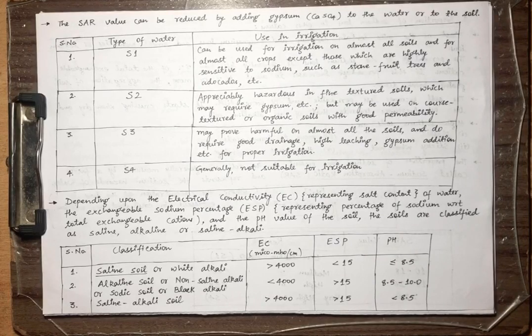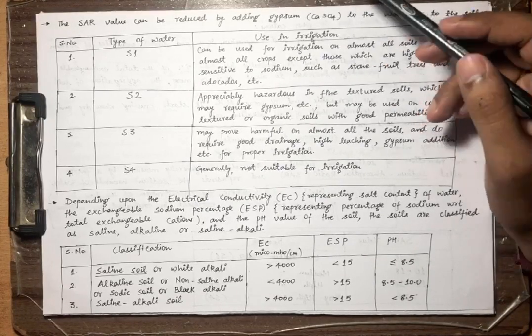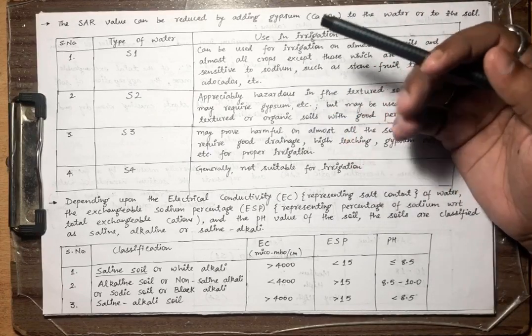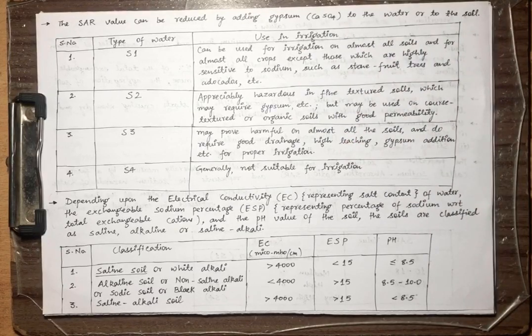Depending upon the sodium concentration, we can estimate whether this water is useful for our crop or not. Other parameters related to the sodium absorption ratio are the electrical conductivity, which represents salt content of water, the exchangeable sodium percentage, ESP, which represents the percentage of sodium with respect to total exchangeable cations, and the pH value of the soil. The soils are classified as saline, alkaline or saline alkali.